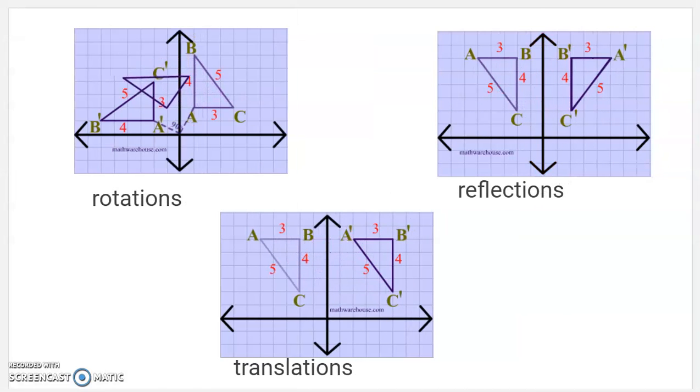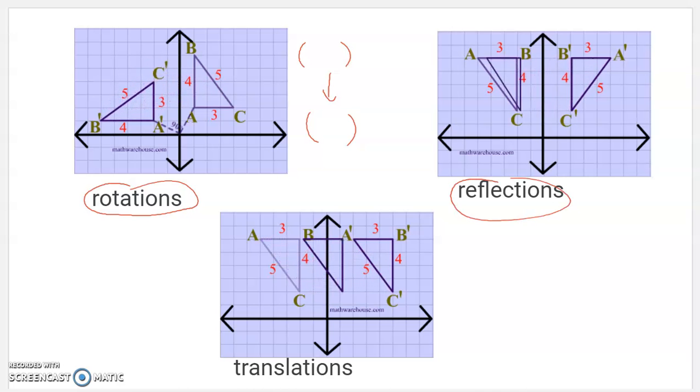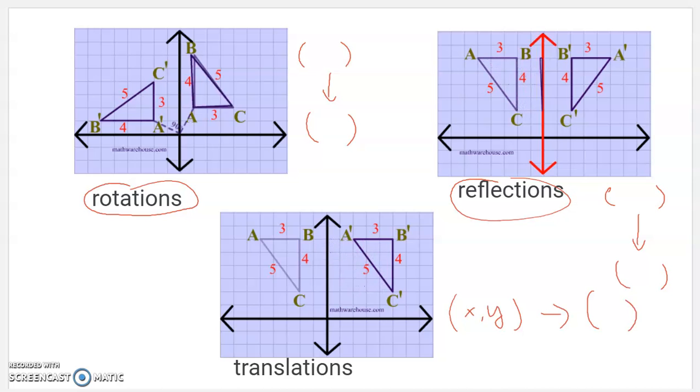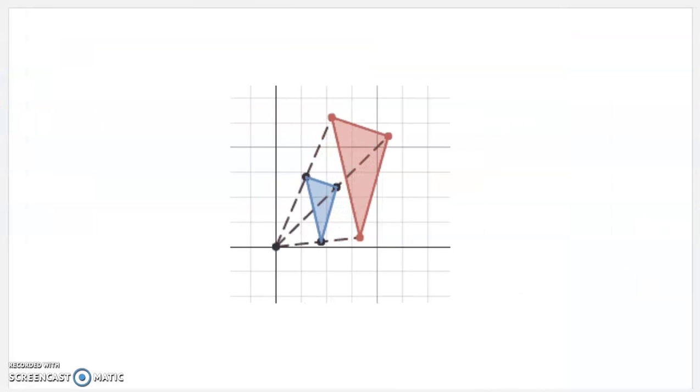So last one, like I said, we have dealt with rotations, what to do with them, and then what happens to the coordinates when you do. We've looked at reflections, and we've looked at translations, how to do them, and what happens to their coordinates after you do. So that leaves us with dilations to go.